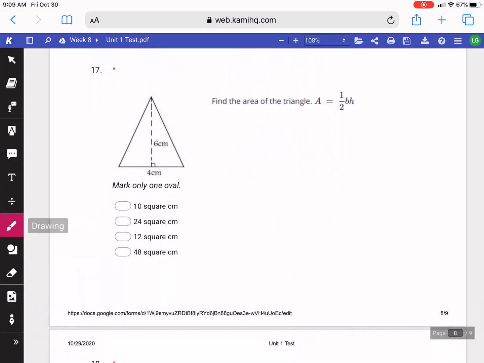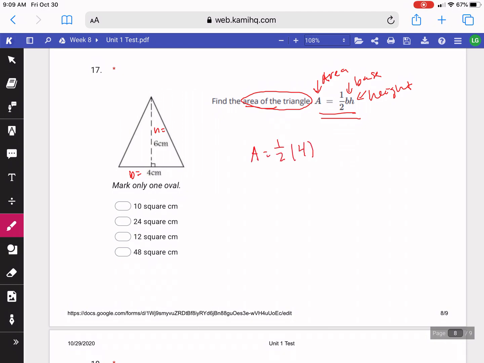Question 17 wants us to find the area of the triangle, and they gave us the formula. A stands for area, B stands for base, H stands for height. Here my base is 4 centimeters, my height is 6 centimeters. So I'm going to plug in 1/2, my base was 4, my height is 6. If we do 4 times 6, we get 24. Half of 24 is 12. And when you're doing area, the units are squared. So it's 12 centimeters squared.